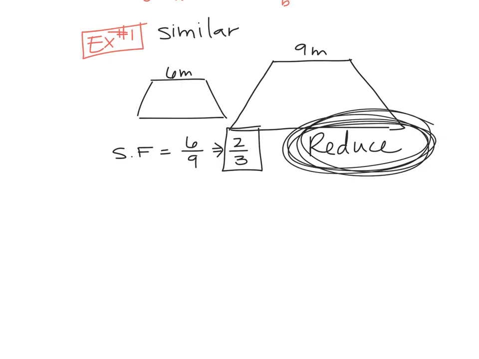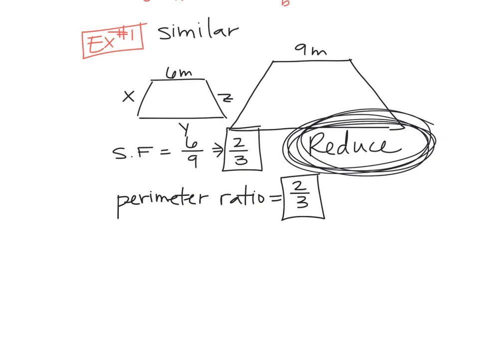All right, so if my scale factor is 2 to 3, what will my perimeter ratio be? Perimeter: 2 to 3, okay? I know nothing about the rest of these sides. They don't tell us any numbers, but I can tell you right now that my perimeter, even without the numbers, is going to be 2 to 3 because my scale factor and my perimeter ratio will always be the same. So scale factor and perimeter ratio are the same. What will my area ratio be?